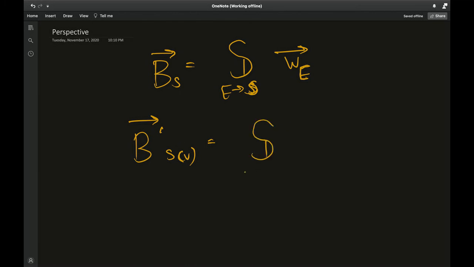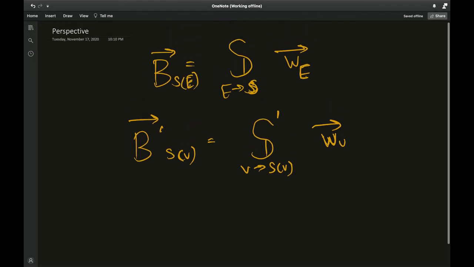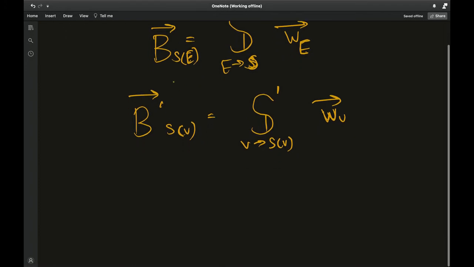We have a new matrix that will take from V to S of V, a capital boldface S dash. This will have W expressed in V as its input. Now, looking at these, instead of just S, we can write S in terms of the standard basis. There was no need to write this, but it will make stuff clearer. What's the connection between this B dash vector and this B vector?